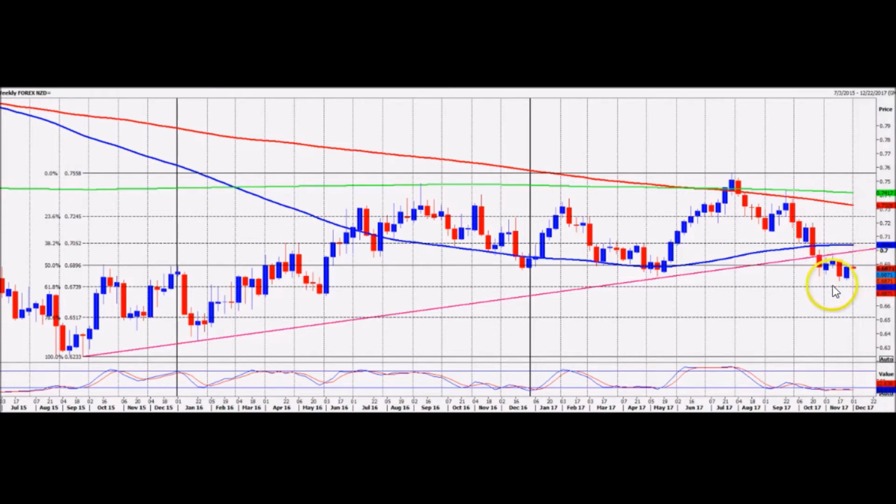We're seeing a little bounce, but there's nothing particularly bullish here other than the fact that we're very oversold, but we can remain oversold for an extremely long time. So if we move to the next shot.